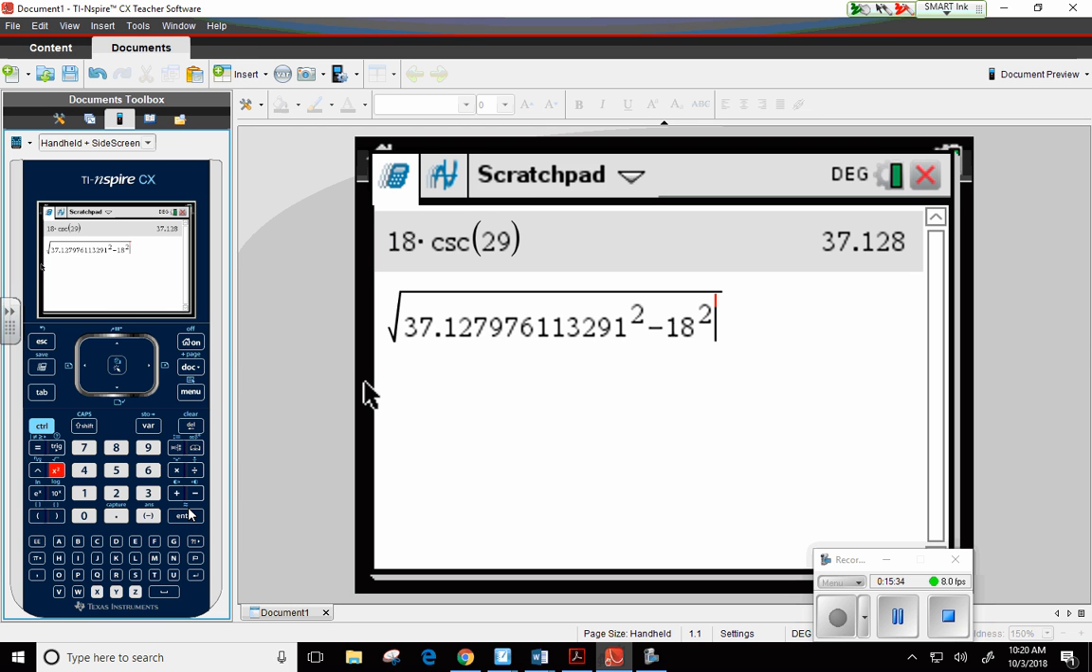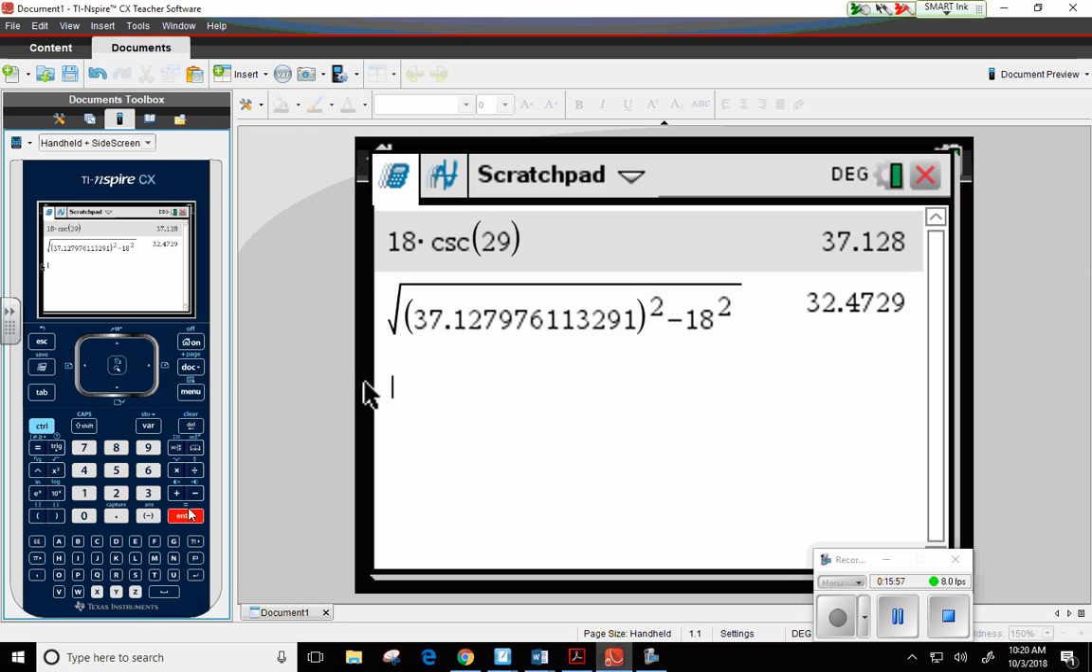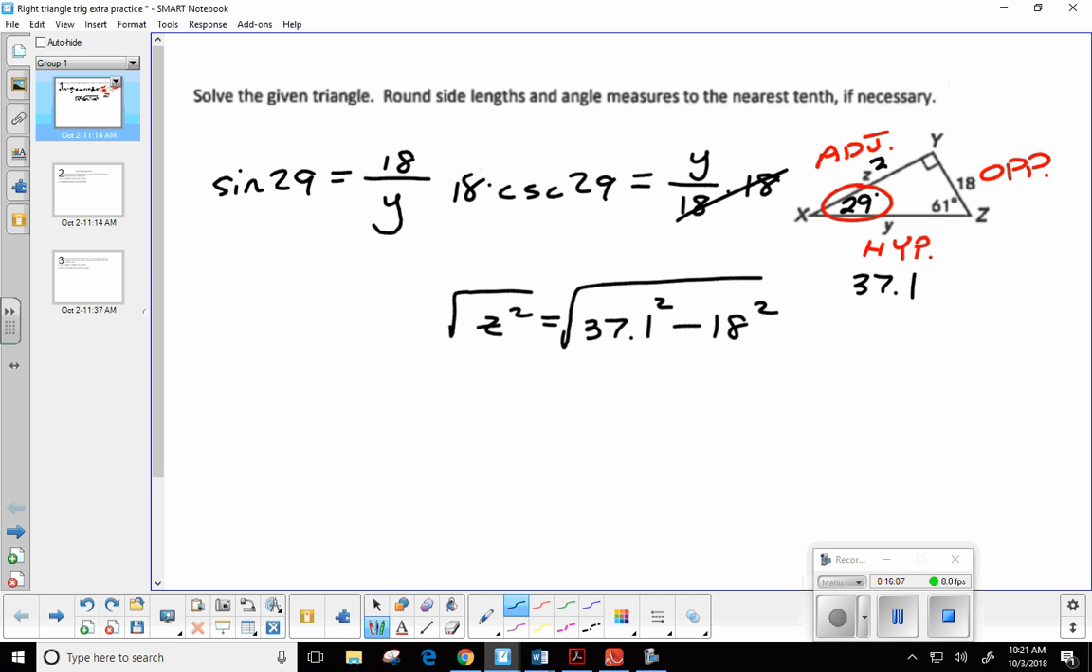Now let me ask you a question. Should it be longer or shorter than the 37.1? Should be shorter, because the 37.1 wasn't a leg, it was the hypotenuse, and it's got to be the longest side. Sabian, what'd you get? 32.472. That's exactly what I get. Okay, so let's say 32.5, rounding to the nearest tenth. And there we go.